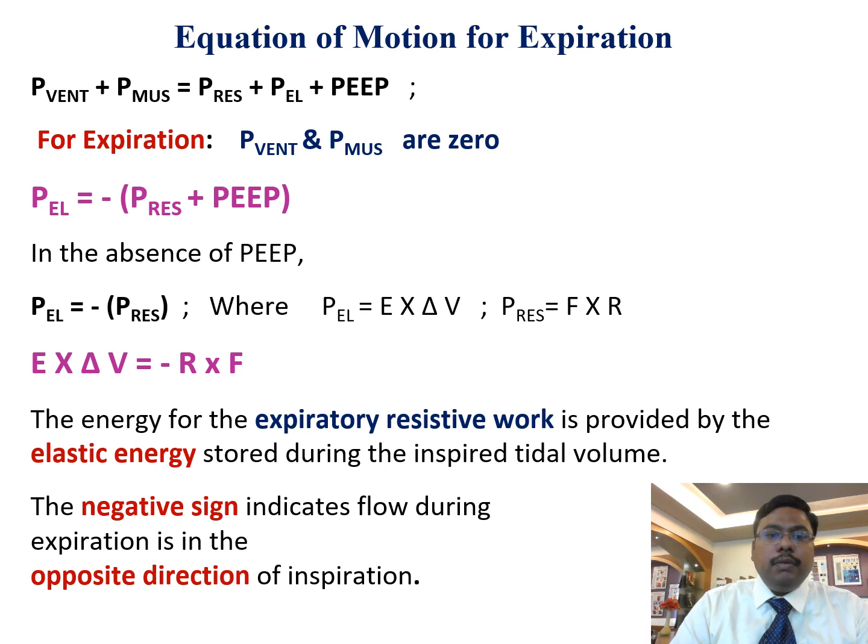Equation of motion for expiration. In this equation, for expiration, the ventilator pressure and muscle pressure are 0. So we'll be getting elastic pressure is equal to minus bracket resistive pressure plus PEEP. In the absence of PEEP, elastic recoil pressure is equal to minus resistive pressure. The energy for the expiratory resistive work is provided by the elastic energy stored during the inspired tidal volume. The negative sign denotes the flow during expiration is in the direction opposite to inspiration.